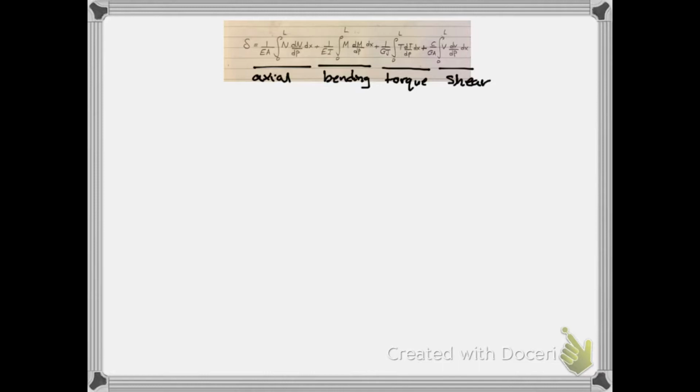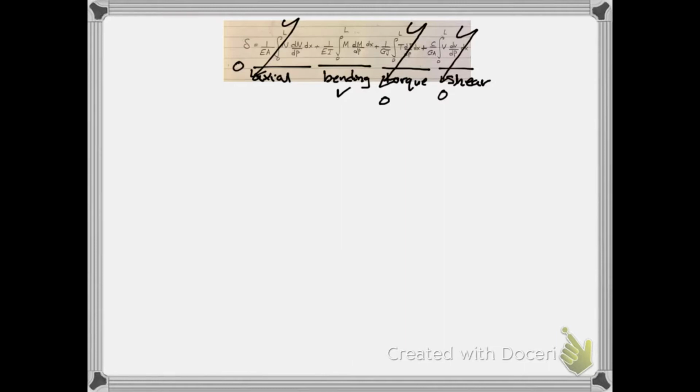Remember, in our problem, there is no axial load, so this is 0. We do have bending, we found the moment. The torque is 0. And, I mean, the shear force is not 0, but we're neglecting it because it's a slender beam. So we can assume this to be 0.